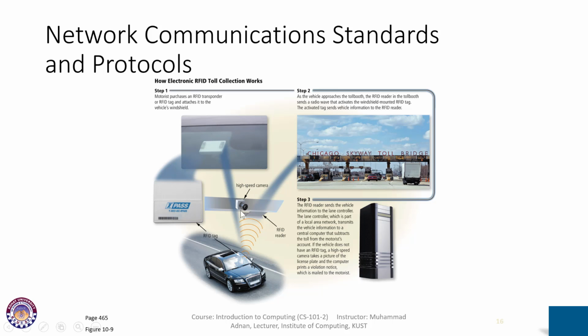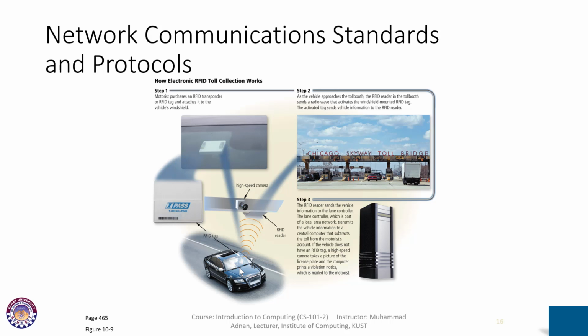And then you have the RFID camera, a high-speed camera that reads this RFID tag. In step 2, as the vehicle approaches the toll booth, the RFID reader in the toll booth sends radio waves that activate the windshield-mounted RFID tag. The activated tag sends vehicle information to the RFID reader. In step 3, the RFID reader sends the vehicle information to the LAN controller, which is part of the local area network and transmits the vehicle information to a central computer that subtracts the toll from the motorist's account.